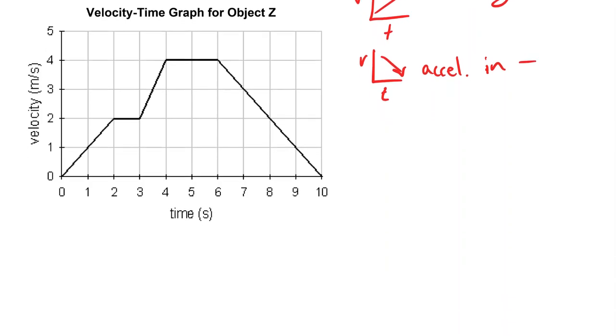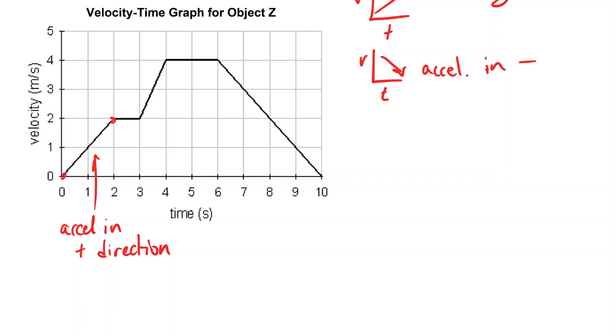So let's take a look at this graph here and see what's going on. Is its velocity remaining the same? That's the question you want to ask yourself. Is its velocity remaining the same between here and here? No, it's not. It's going from 0 velocity, and then it ends up going 2 meters per second. So it must be accelerating, right? Accelerating in the positive direction.